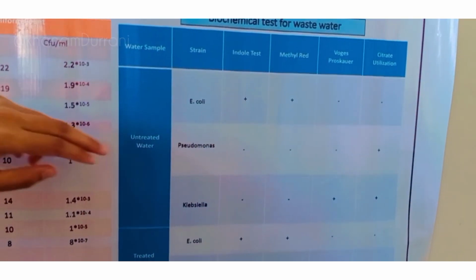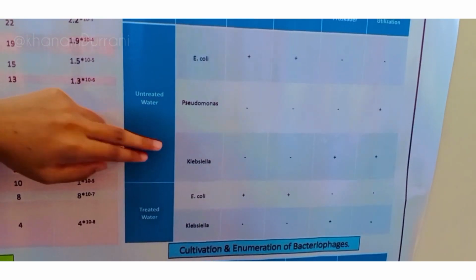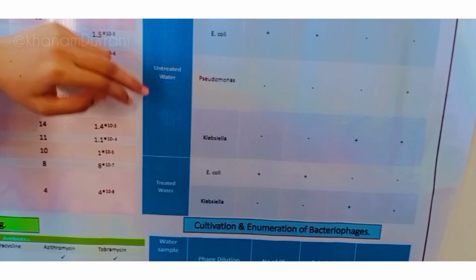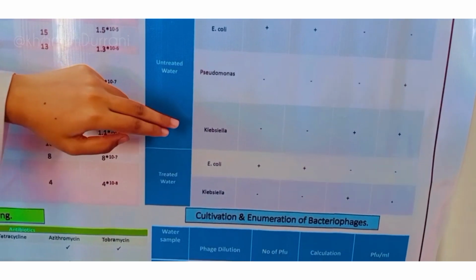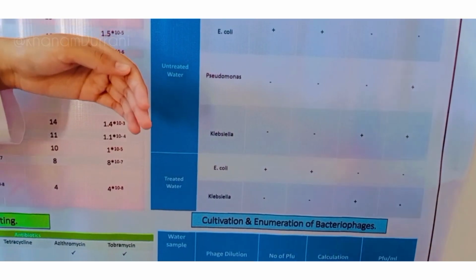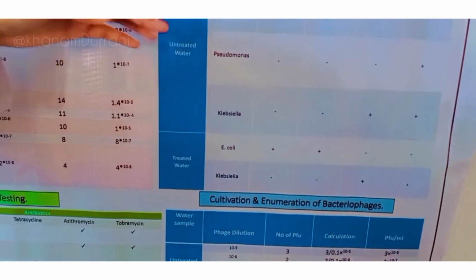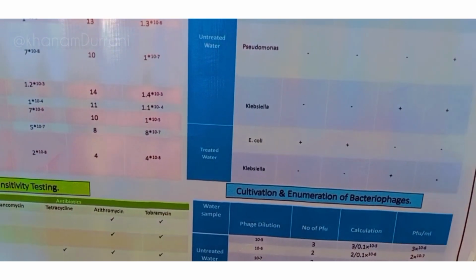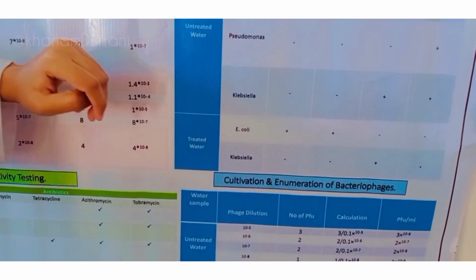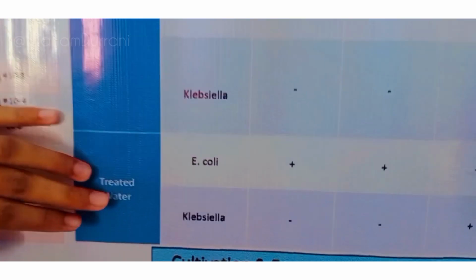The same is the case with Pseudomonas species and Klebsiella species. The confirmatory tests they have given us are further confirmed by Bergey's Manual. While in treated water, the biochemical test analysis has shown that there is no Pseudomonas species, only E. coli and Klebsiella species. These Klebsiella and E. coli species also give the same confirmatory tests as confirmed by Bergey's Manual.